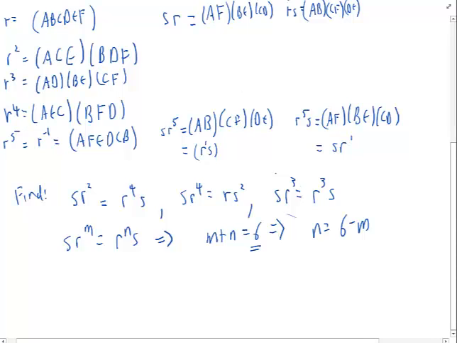Okay, so that's kind of the brute force trial and error method of doing this. Now there's a more elegant method.